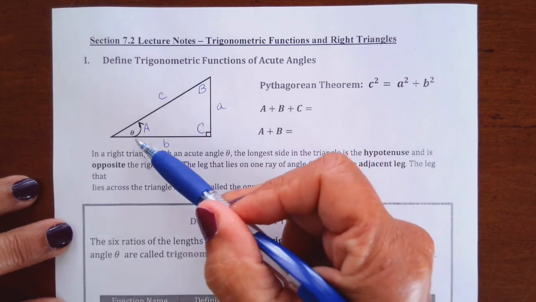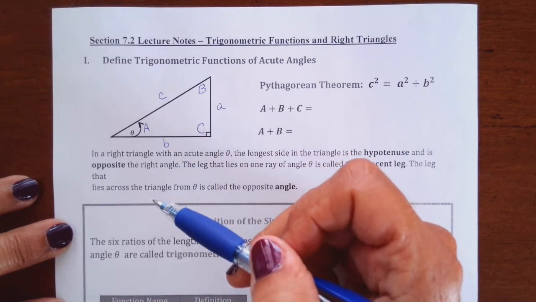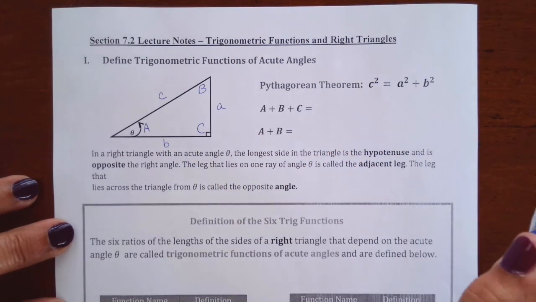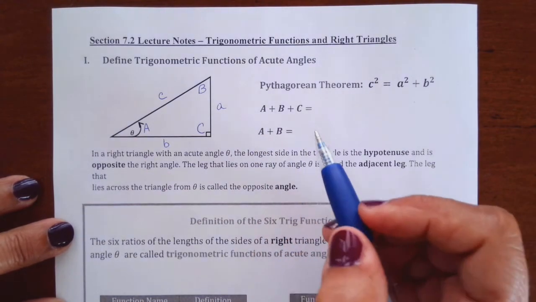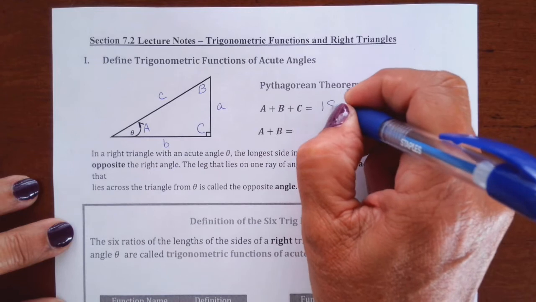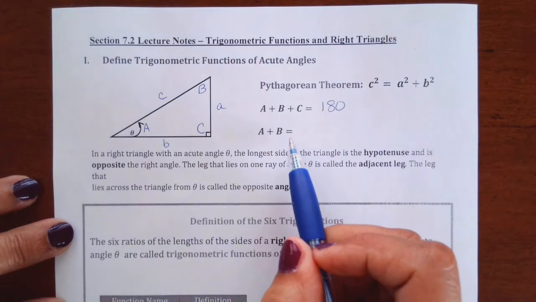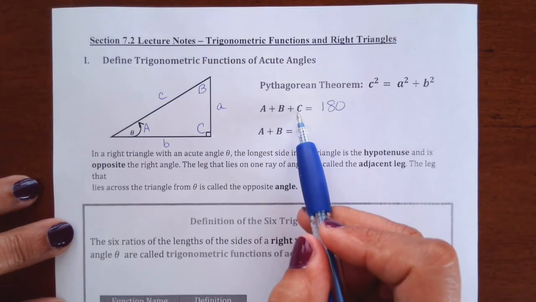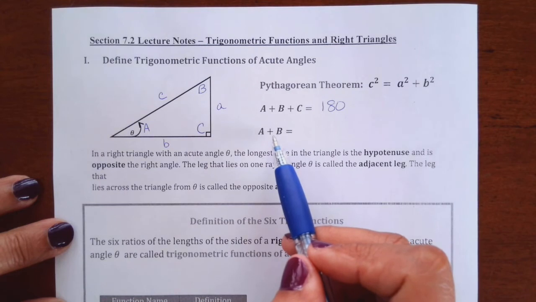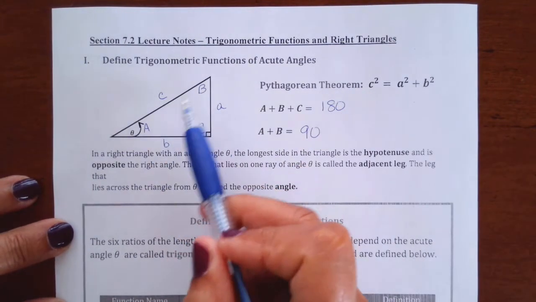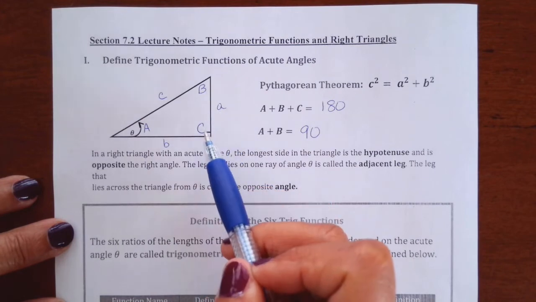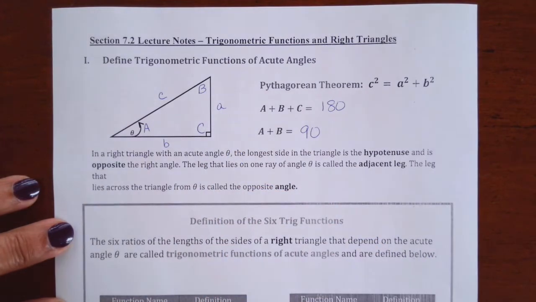A lot of times in trig, you'll also be given some Greek letters. Those also represent angles. All right, so we know that the three angles of any triangle add up to be 180. And in a right triangle, if C is always 90, then the other two angles also have to be 90 when you add them together. So these two have to add up to be 90, plus this 90 gives you the 180.